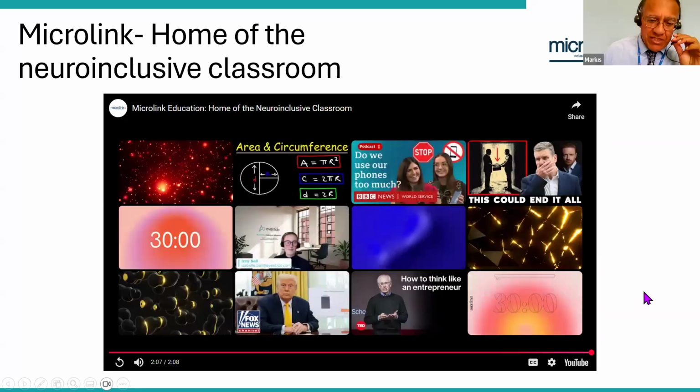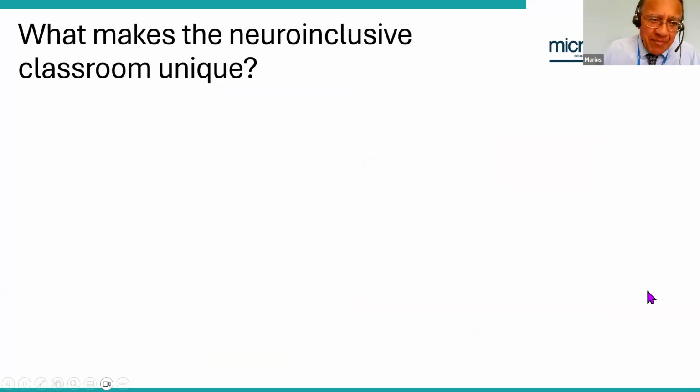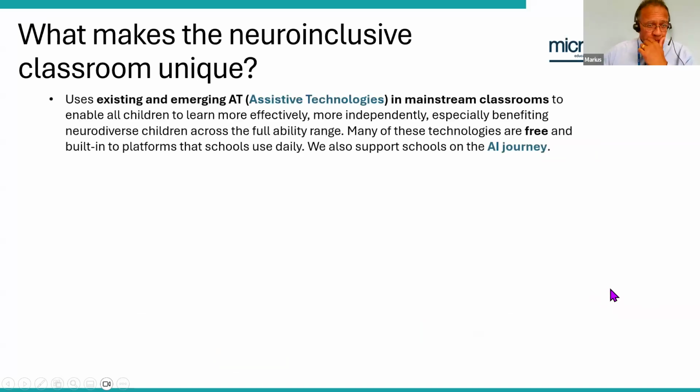Okay, that's the gloss, if you like. Let's deconstruct it. What does this whole concept of the neuro-inclusive classroom mean? Microlink are specialists in assistive technologies, and we won 2 DFE-funded contracts to introduce existing and emerging assistive technologies into mainstream classrooms, not just for individual young people, but so that a young person can reach for an assistive technology in the same way they would reach for a pen and pencil to support. We're also going to support schools, of course, on the AI journey.